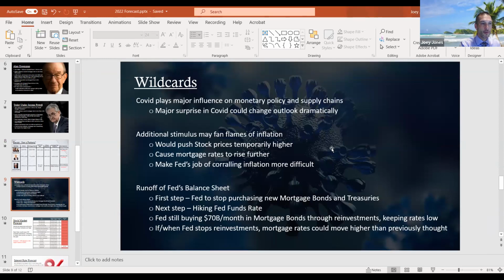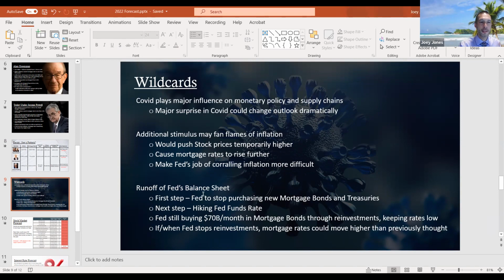Okay. COVID obviously changes things. If we have another variant or another outbreak, it could change everything. COVID could change everything. That's just the statement of the century. Stimulus may fan flames of inflation. If the government comes out and says, okay, we're doing it Oprah style again, everybody's getting dollar bills, y'all, we're going to see more inflation. And that's going to make the Fed have to do whatever they have to do.